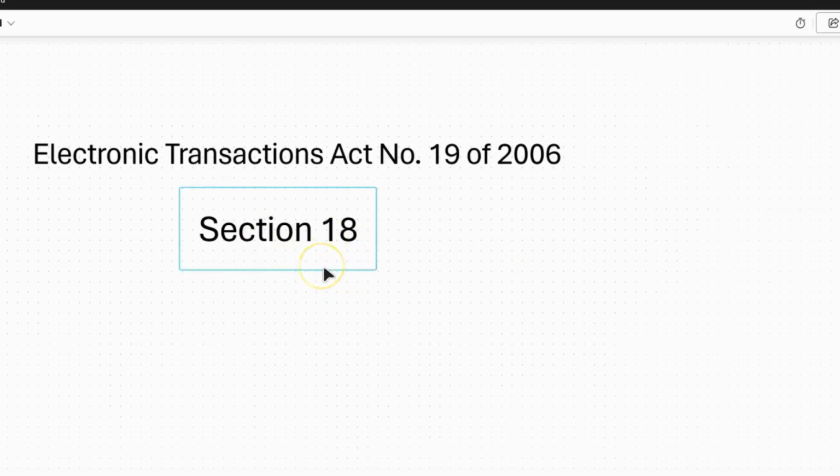Section 18. According to this, initially the Information and Communication Technology Agency functioned as the sole national certification authority. The next one, Section 18A. After the amendment, other certification service providers can also receive legal recognition. It means more organizations can issue digital certificates.